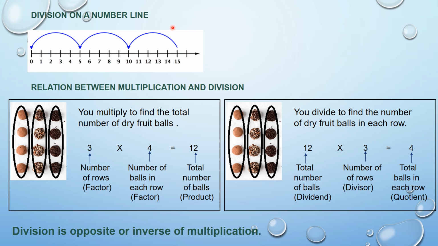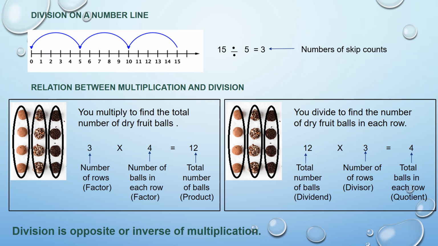So you can see here 1, 2, 3, 4, 5, 1, 2, 3, 4, 5, 1, 2, 3, 4, 5. So how many times did you jump? 3 times. So we can say that 15 divided by 5 is equal to 3. So this is the number of skip counts.